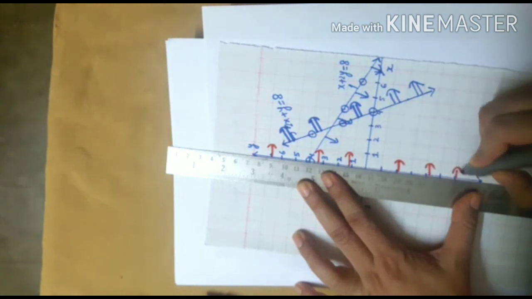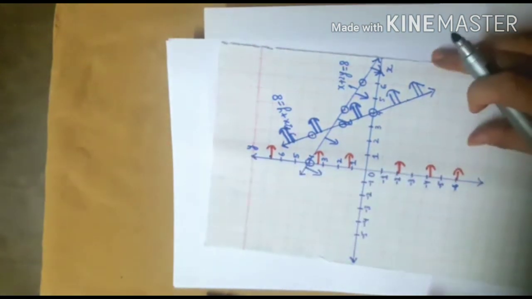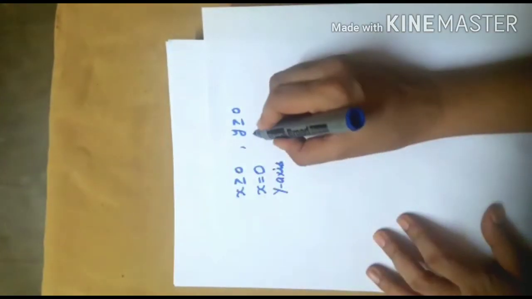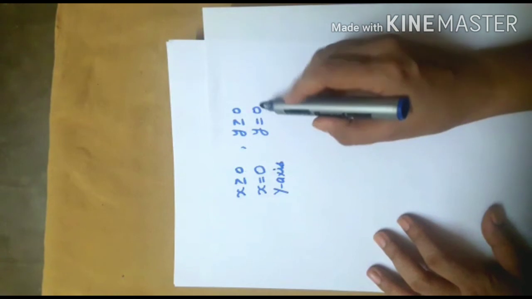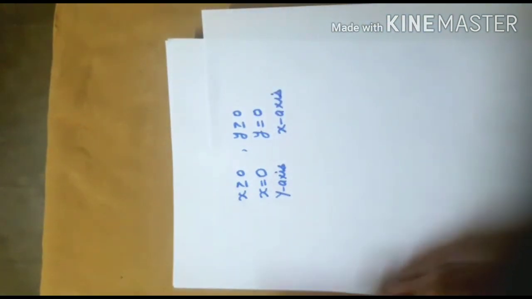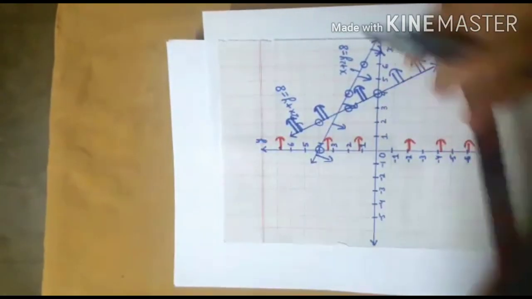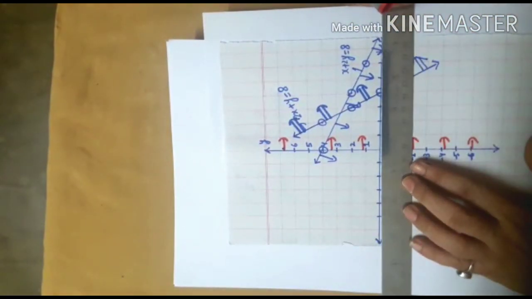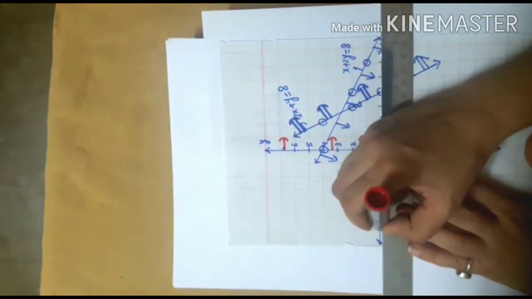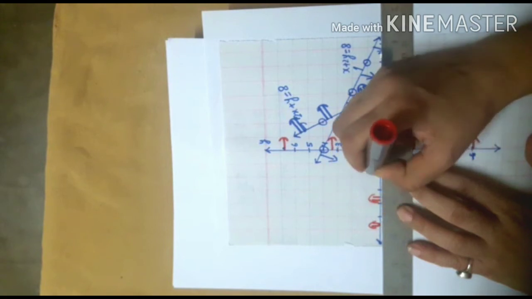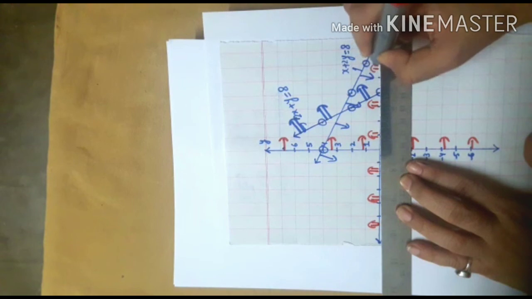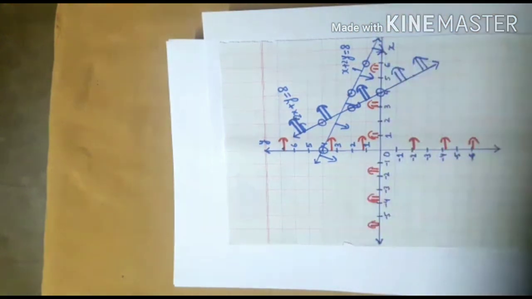Right? Similarly, y greater than or equal to 0. If I convert this into an equation, this is the equation of the x-axis. So the line will be this x-axis. Now y should be greater than or equal to 0, upward. So shading will be like this. Right?